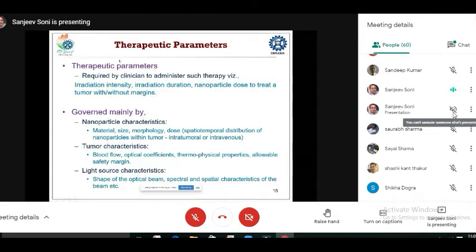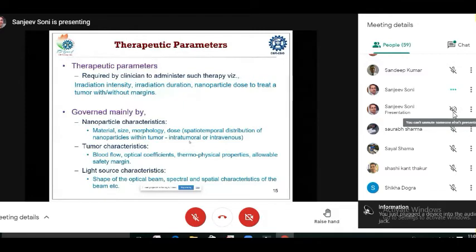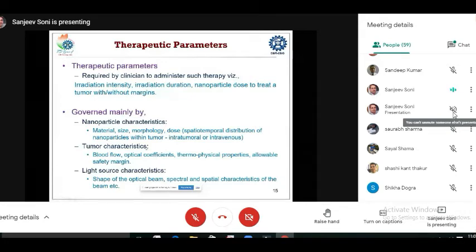These parameters are governed mainly by the nanoparticle characteristics, the type of nanoparticle we are using for this therapy: the material of the particle, the size, morphology, and the delivery route, whether we are going for an intravenous injection or a local tumor injection. And then the tumor characteristics, the various optical characteristics of the tumor, because each tumor has different characteristics. Even two tumors of a similar type, for example two liver tumors, are totally different among themselves and possess different characteristics.